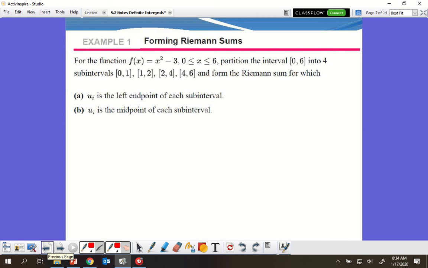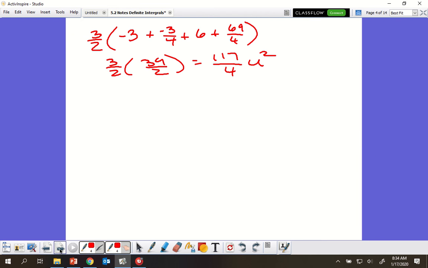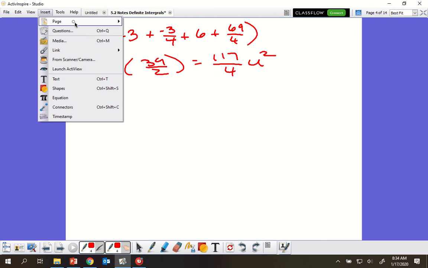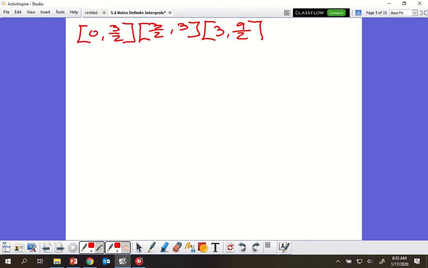Now we're going to do midpoint. So midpoint is going to have the same delta x. Now I'm going to go to my new page, which is going to be right here. Tools, insert, page, after. So we're going to have my intervals. I'm going to rewrite that again. What was it? 0 and 3 over 2, 3 over 2 and 3, 3 and 9 over 2, 9 over 2 and 6. There you go.